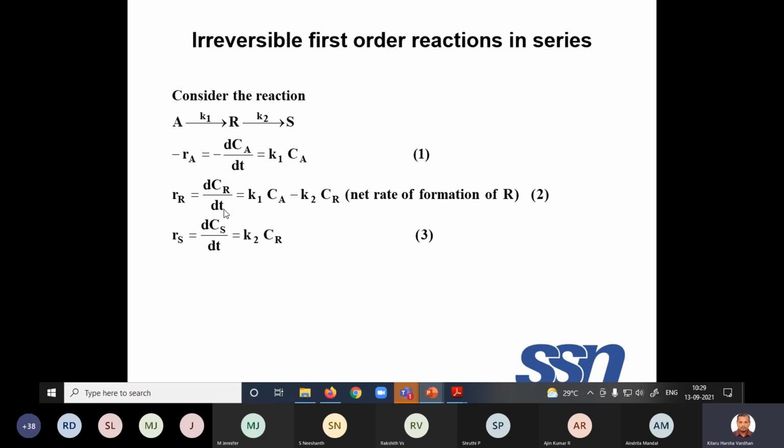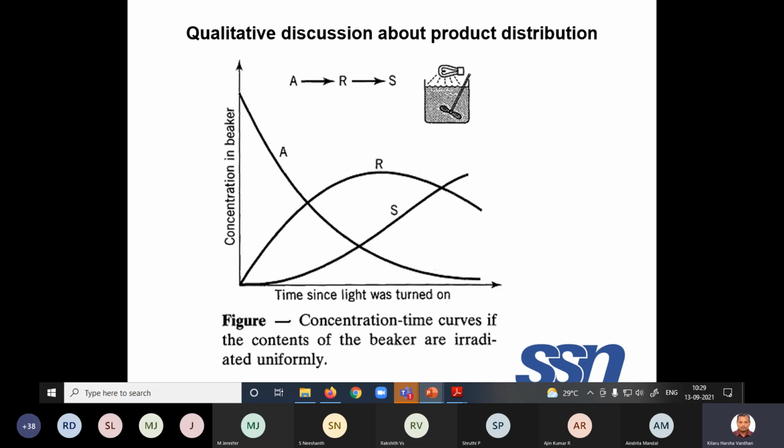Before going to the quantitative treatment in terms of the expression, let us understand qualitatively what is happening here. I am imagining there is a mixed reactor with a stirrer being stirred, and the reaction happening is A giving R and giving S. Imagine that this reaction is happening in the presence of light. So A is present here, and in the presence of light R is formed and S is formed, and it is getting mixed.